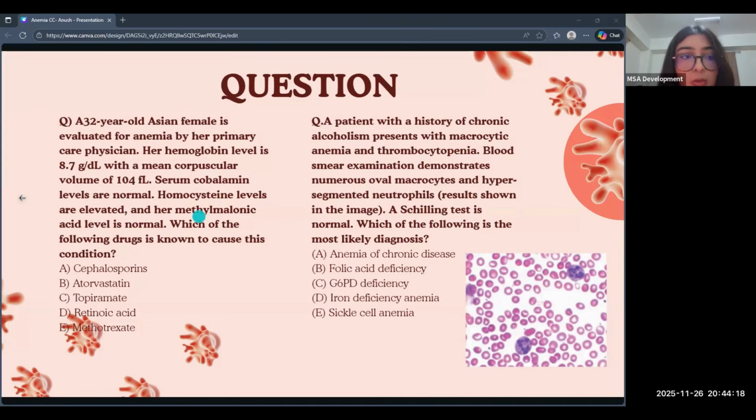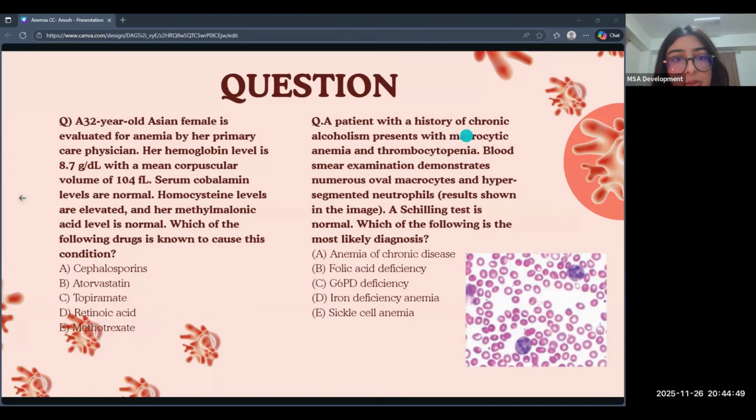Now, if both of them were elevated, this would be B12, but only one of them is elevated, which is why this is folic acid deficiency causing the megaloblastic anemia, right? Now, what drug can cause folic acid deficiency? Methotrexate. Why? Because methotrexate inhibits dihydrofolate reductase, and that causes a folic acid deficiency. Other drugs are trimethoprim, phenytoin, and so on. Now, let's do the next question.